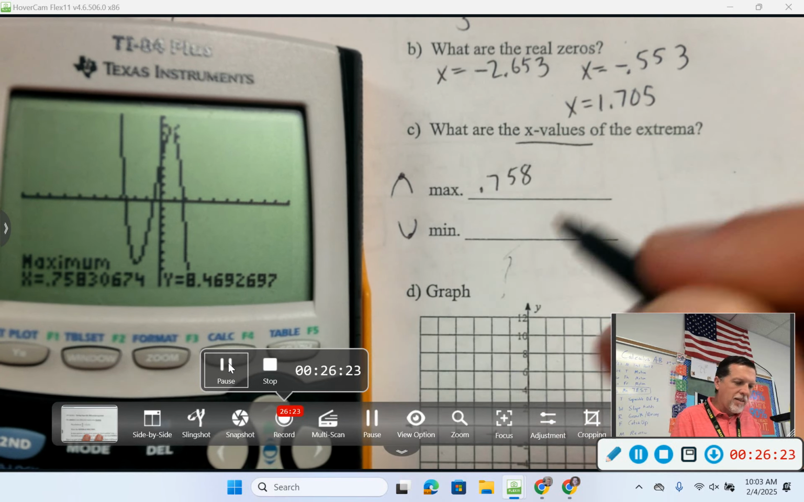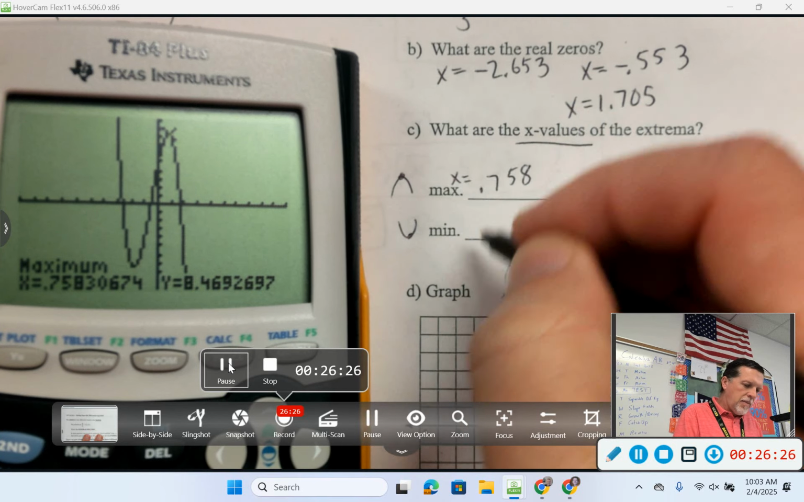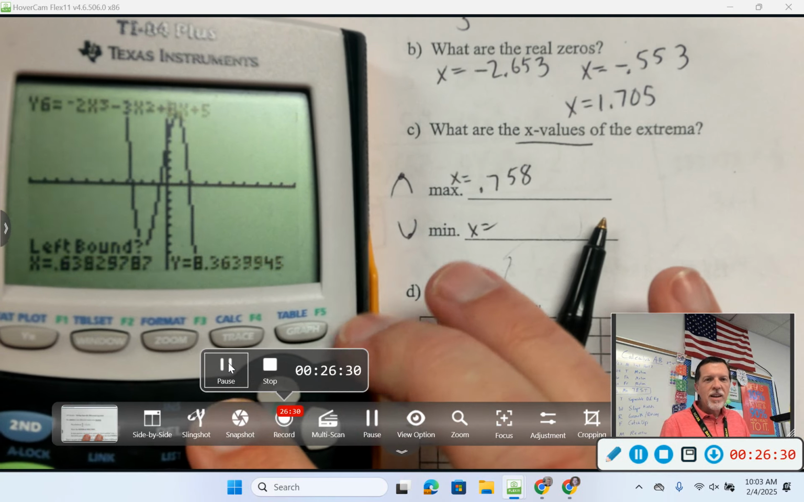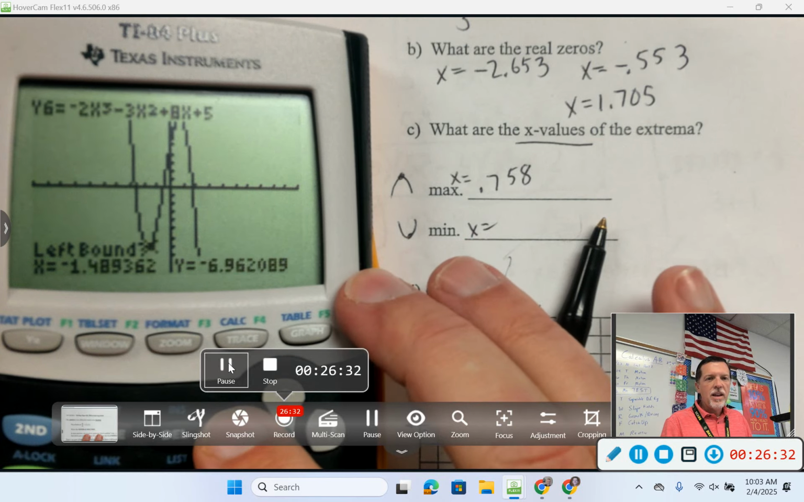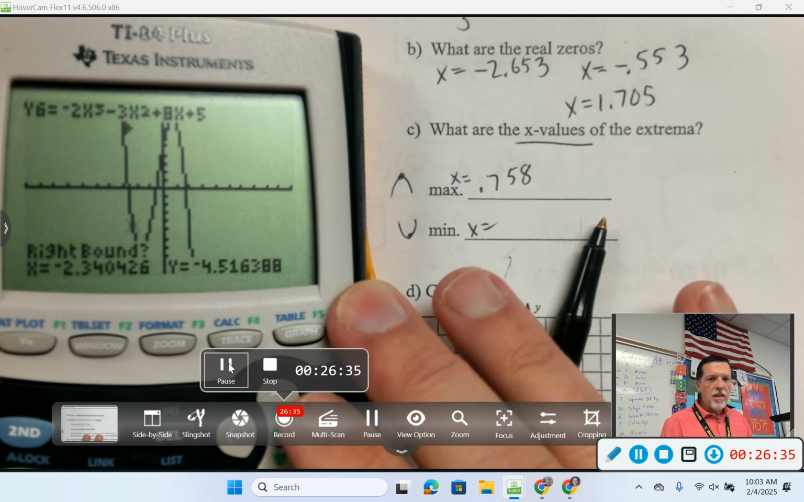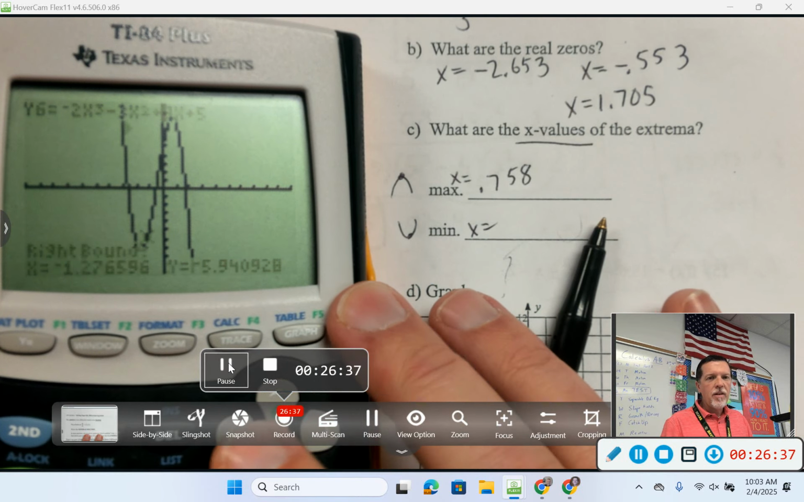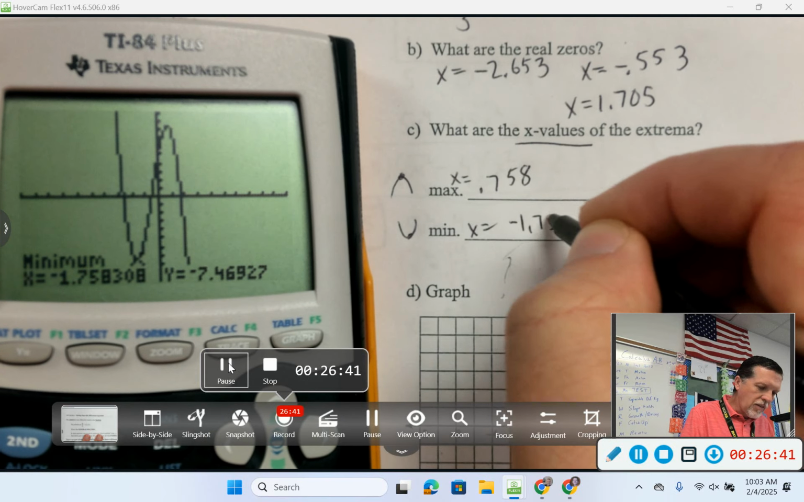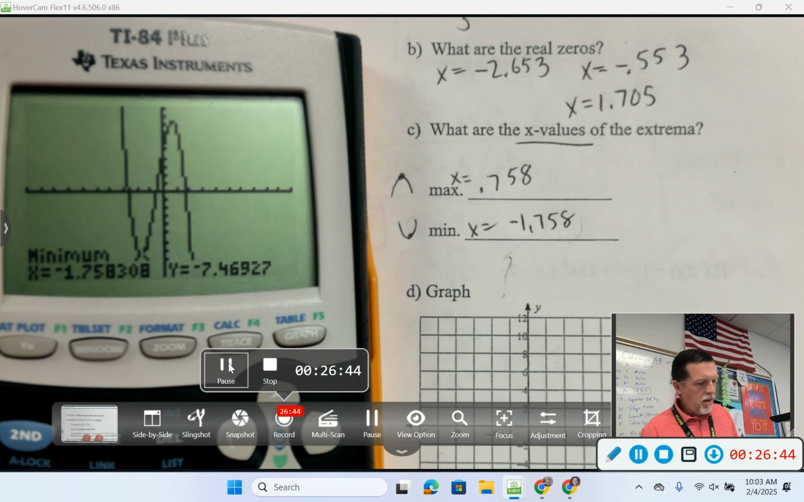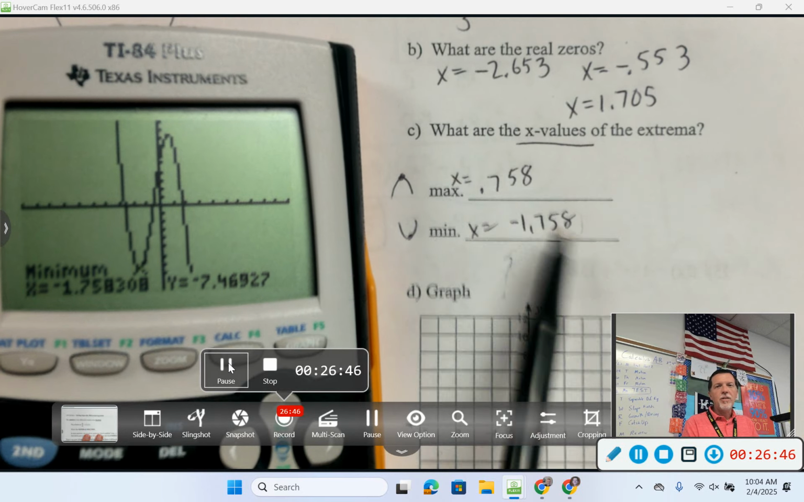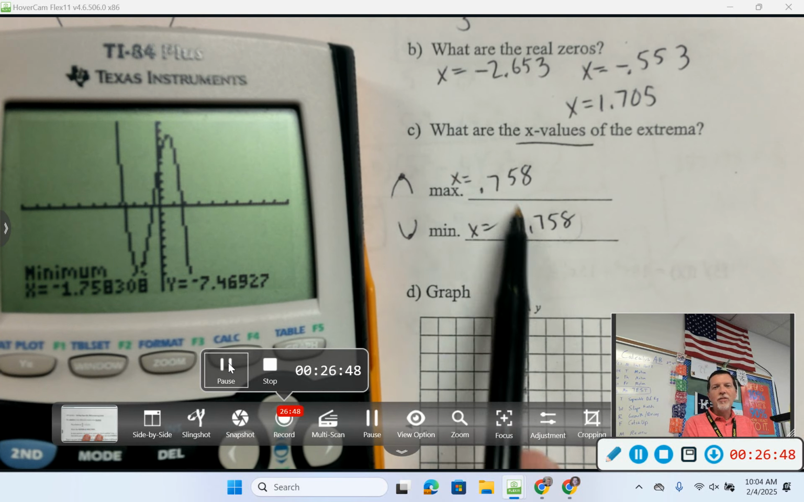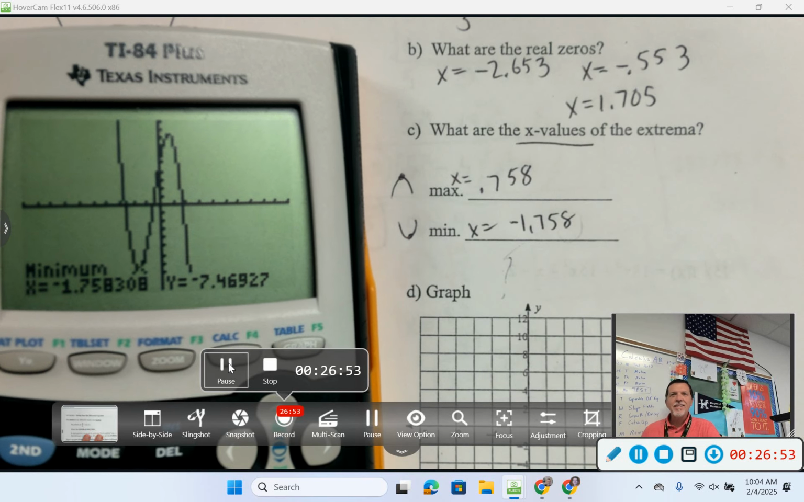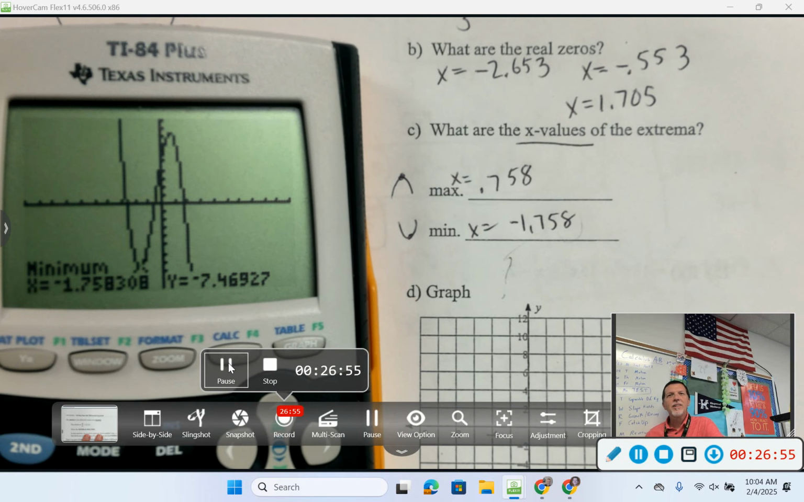0.758 for my max. And then same process for the min. Left bound, right bound, guess. Negative 1.758. I don't know if that's unusual, if that's flukish, or both of those have 0.758. I don't know if that's what's going on there, but Karis?